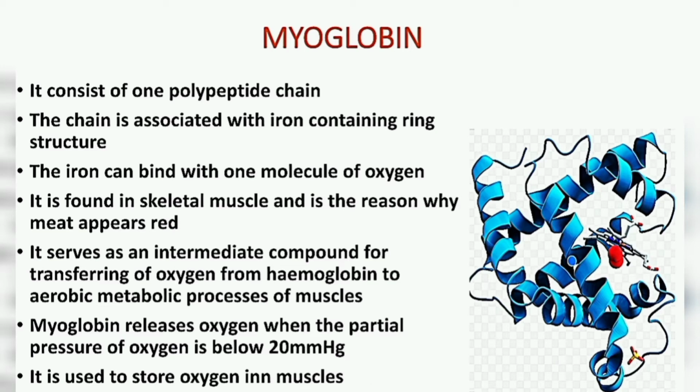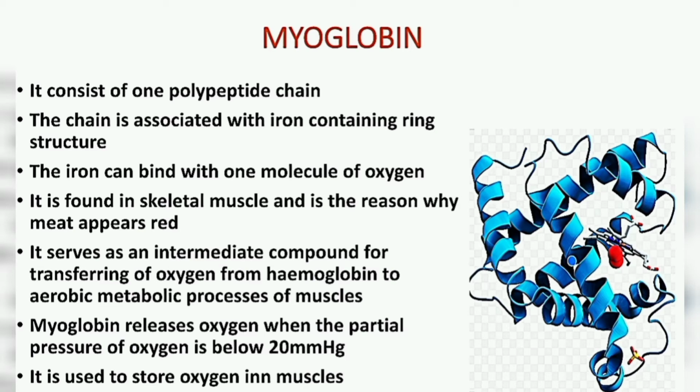First of all, we learn about the structure of myoglobin. It consists of only one polypeptide chain. First, we want to learn what a polypeptide chain is. Poly means many and peptide chain means protein chain. So a polypeptide chain means that many small proteins are joined with each other to form a chain, which is known as a polypeptide chain.